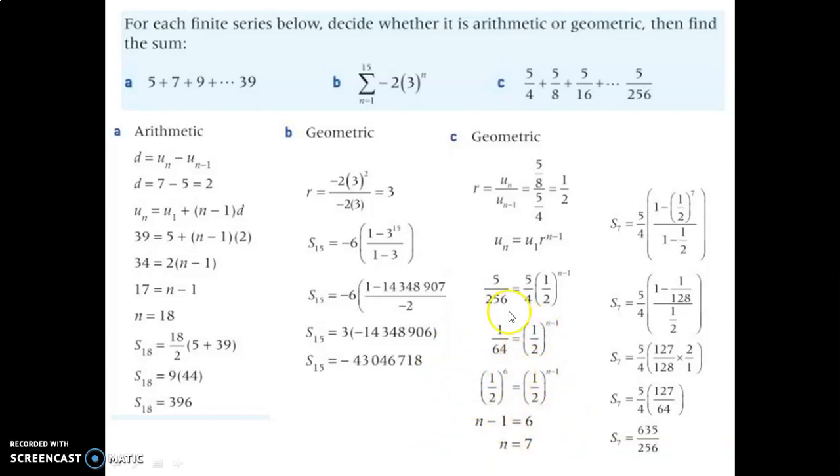And then now that you know that this is the 7th term, we can use the sum rule because we need to know how many terms there are. There's our sum rule for geometric. Solve, solve, solve. There's our answer.